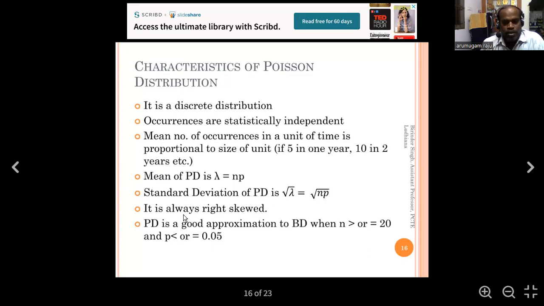And the next one is it is always rightly skewed. And the last one is Poisson distribution is a good approximation to the binomial distribution when n is greater than or equal to 20 and p is less than or equal to 0.05. So these are the main characteristics of the Poisson distribution.